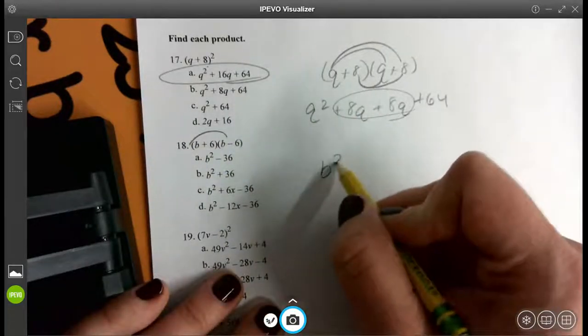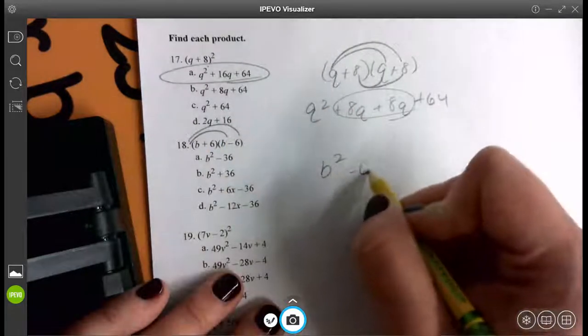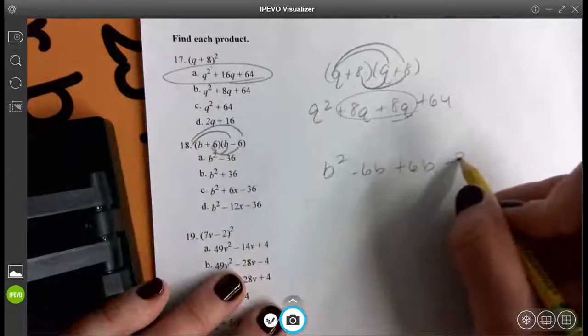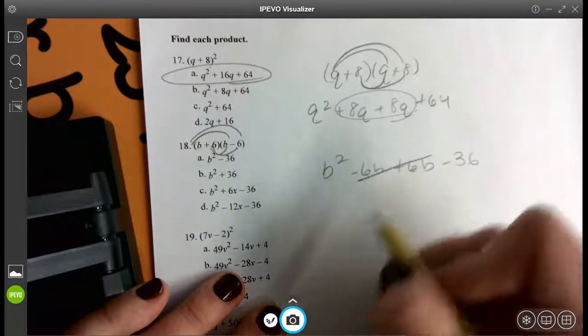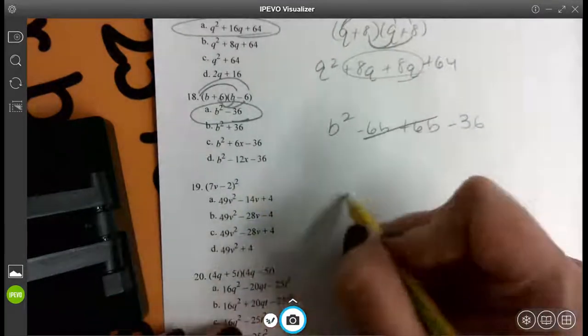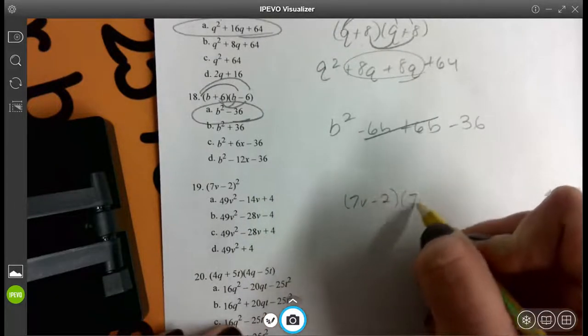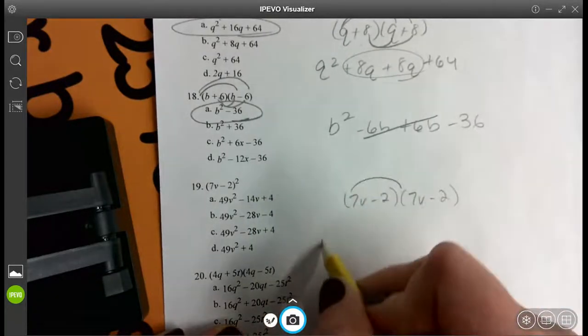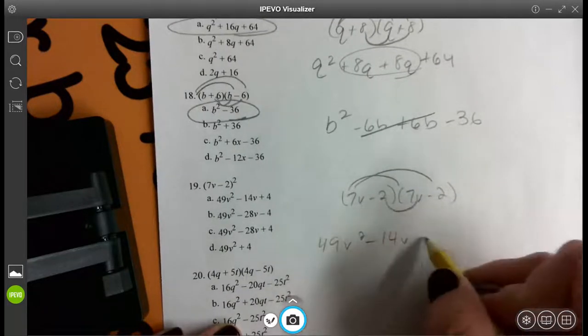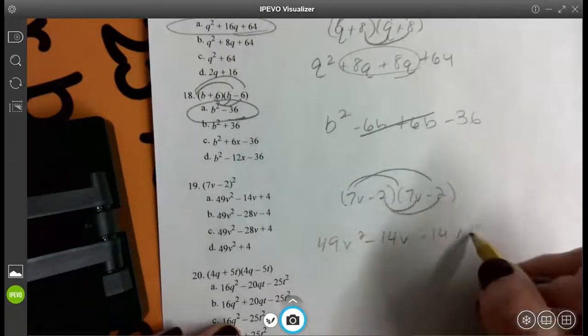Same thing again. First, outer, inner, last. These cancel, and that's your answer. When something is squared, it's something times itself. First, outer, inner, last.